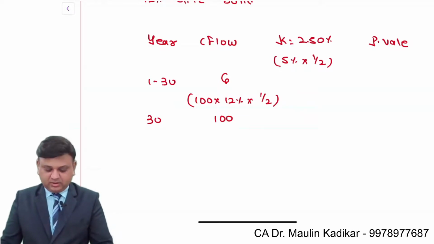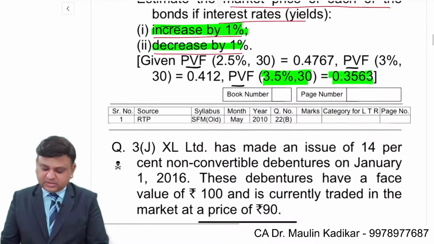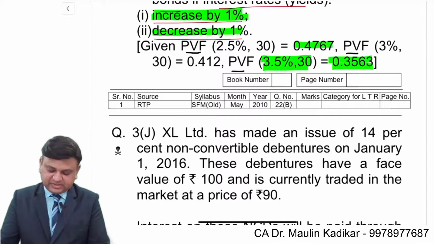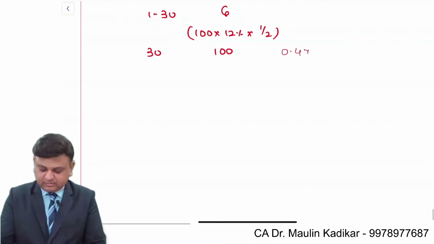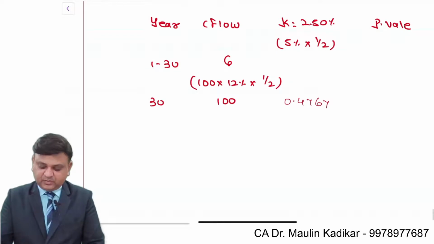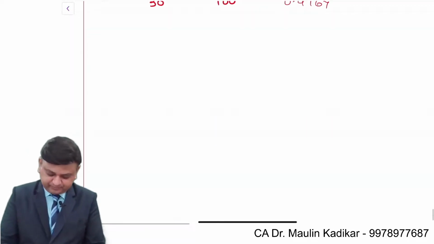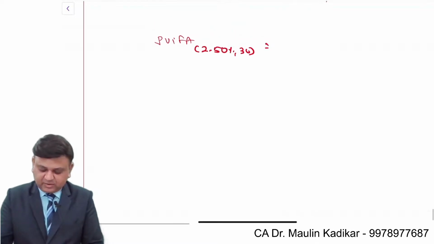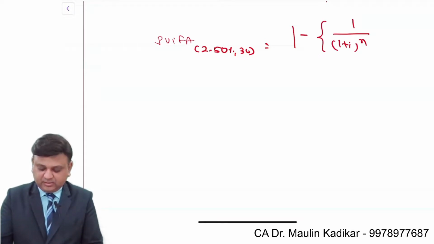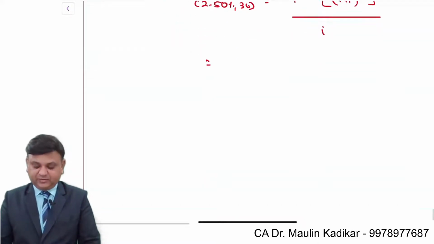So over here, 2.5% 30th year factor is provided to us ready made, and that is 0.4767. So over here it is 0.4767. Now this is required to be calculated, and for that a simple process I have told you, friends. PVIFA at the rate of 2.5% for 30 period is equal to 1 minus 1 divided by 1 plus I raised to n, whole divided by I. That is the way we will apply the formula.